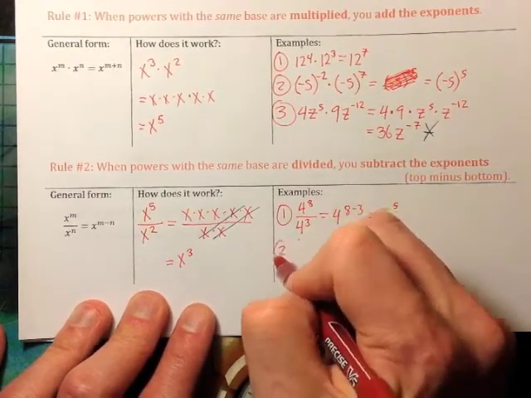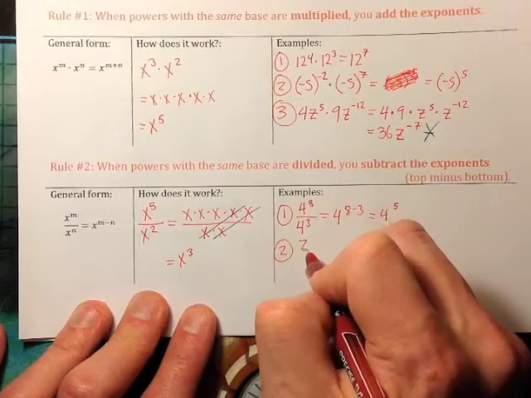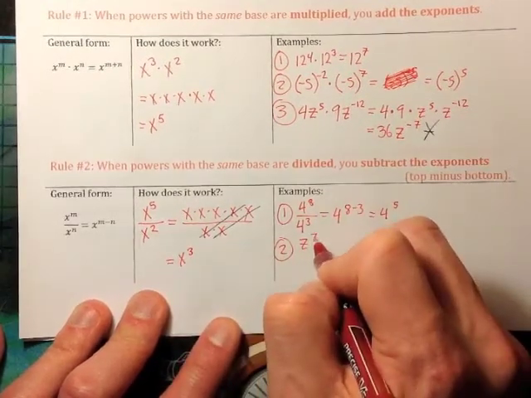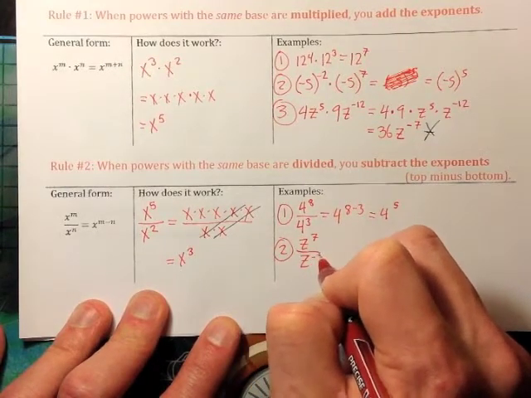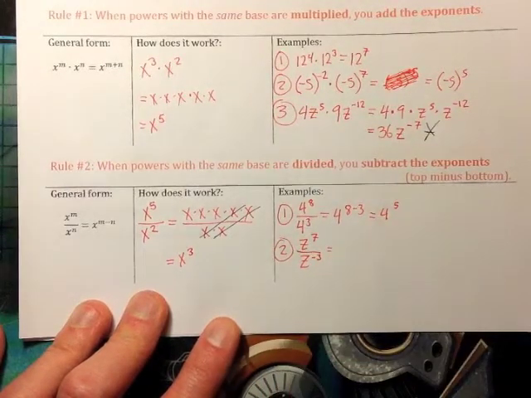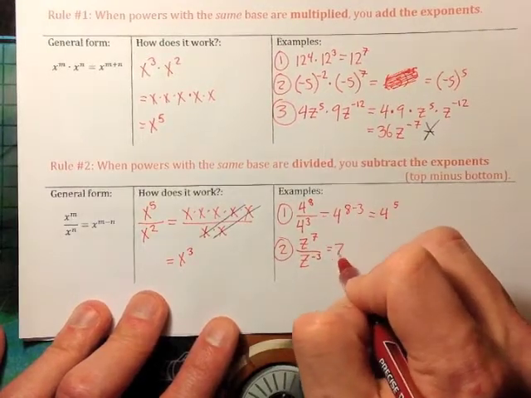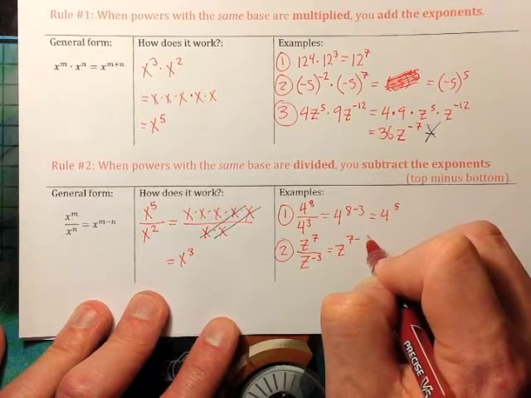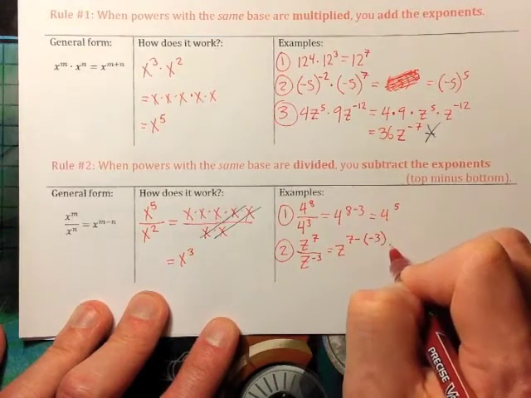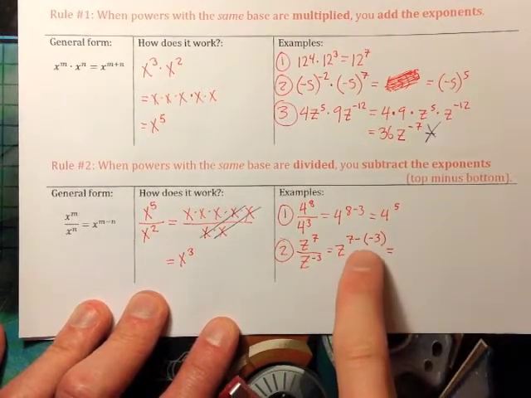Let's try another one, except this time with letters. How about z to the 7th power divided by z to the negative 3rd power? Well, in this case, we do the same exact thing. Z to the 7 minus a negative 3. That's going to be the new exponent.